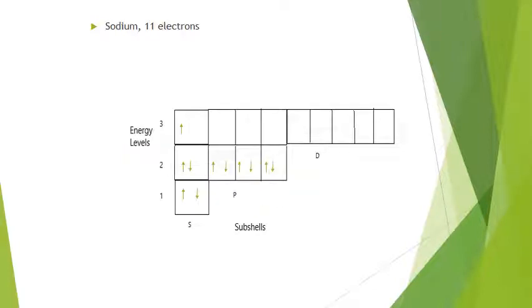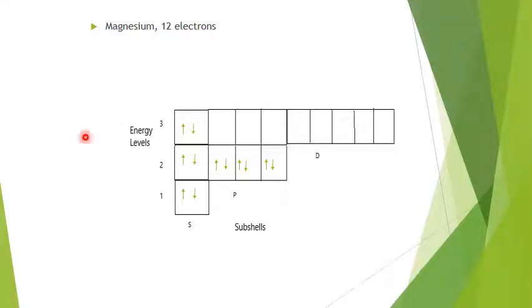Okay. And then you have sodium. So sodium has 11. So it's up, down, then up, down. Now you're done with the P subshell and the S subshell and the whole energy level 2. So the next electron has to go into energy level 3 and the S, and it goes as an up. So sodium has energy level 3 as its valence shell and 1 valence electron.